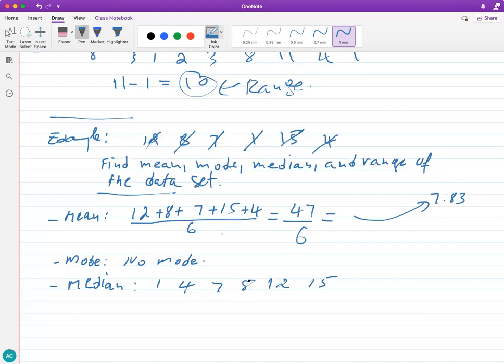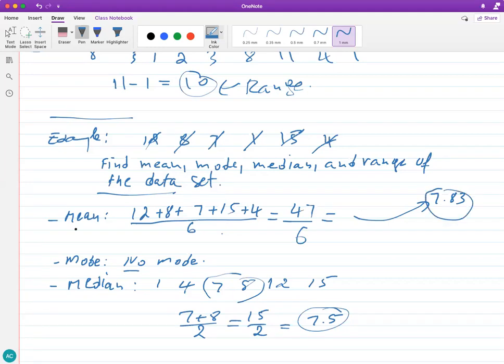So we're going to have to take the middle ones together and find the mean. So we take 7 plus 8, divide by 2. Only divide by 2 because there's 2 values here. That's 15 divided by 2, which is, of course, as you said earlier, 7.5. So this is the median. There's no mode. This is the average, or the mean.